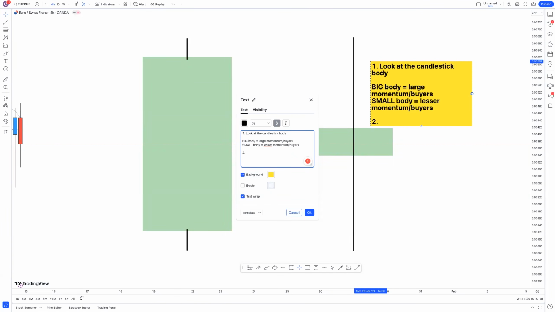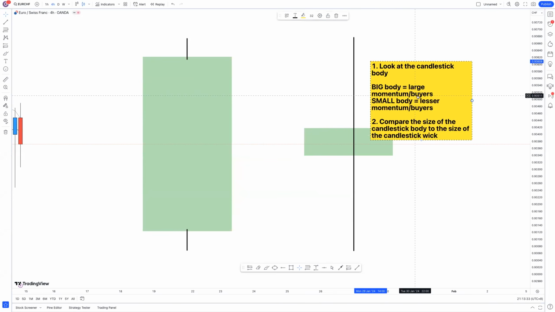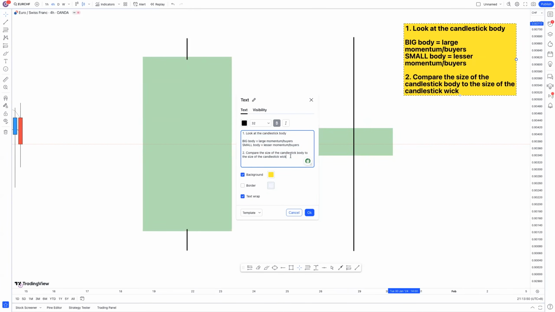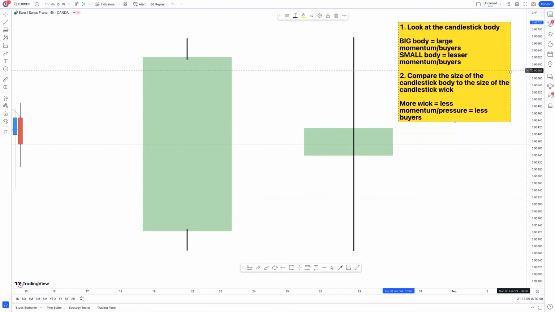Next, the second tip would be to compare the size of the candlestick body to the size of the candlestick wick. In this case, you can see this candlestick is about 80% body and only 20% wick. And this is 20% body and 80% wick. So when we compare the size of the body to the wick, you can see that more wick equals less momentum or pressure, and that translates to fewer buyers, right?